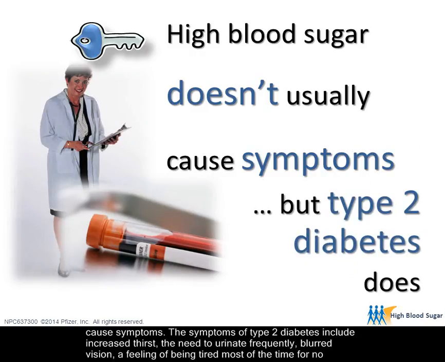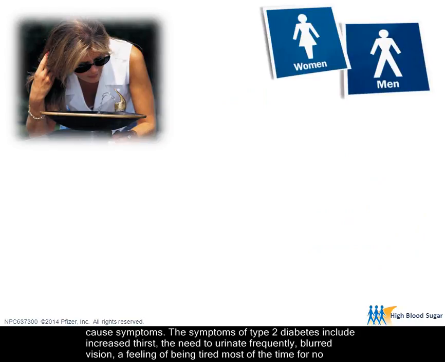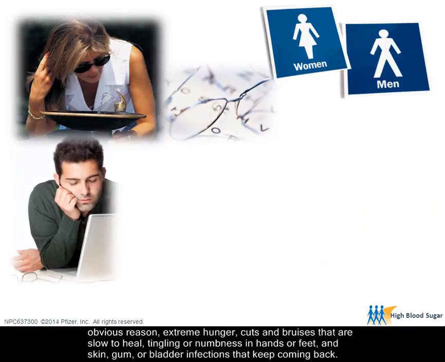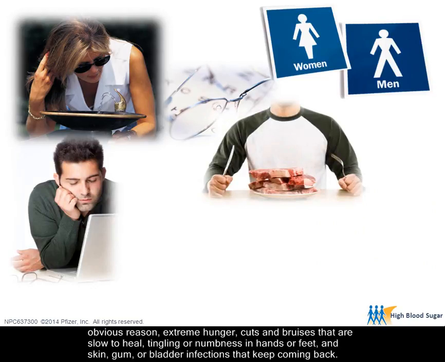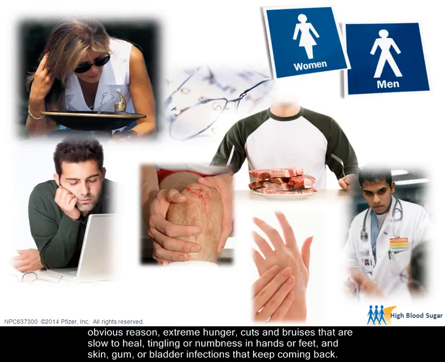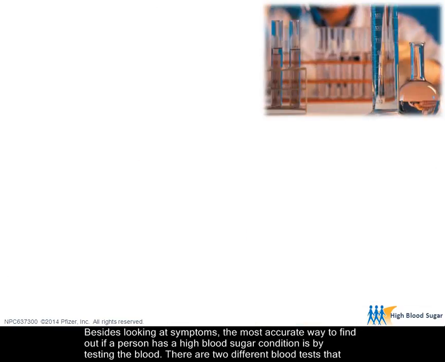The symptoms of type 2 diabetes include increased thirst, the need to urinate frequently, blurred vision, a feeling of being tired most of the time for no obvious reason, extreme hunger, cuts and bruises that are slow to heal, tingling or numbness in hands or feet, and skin, gum, or bladder infections that keep coming back. Besides looking at symptoms, the most accurate way to find out if a person has a high blood sugar condition is by testing the blood.